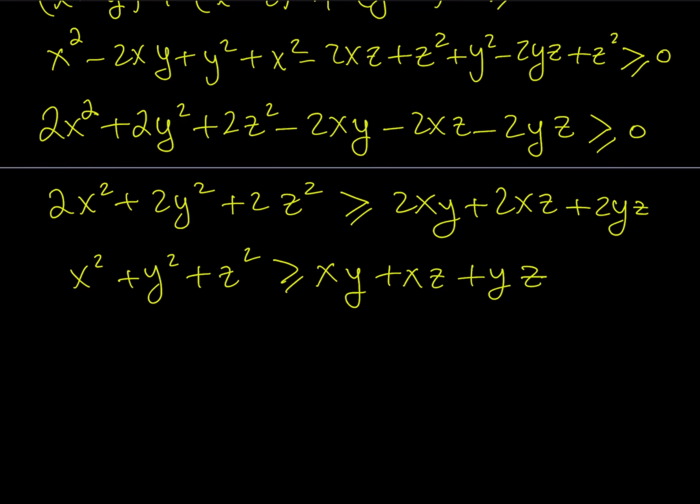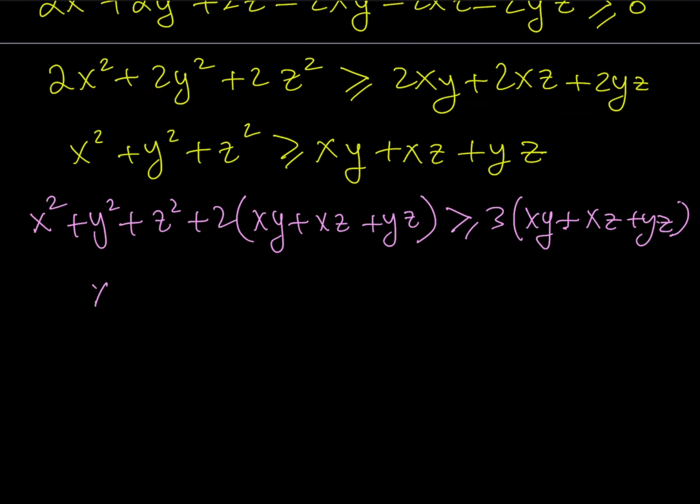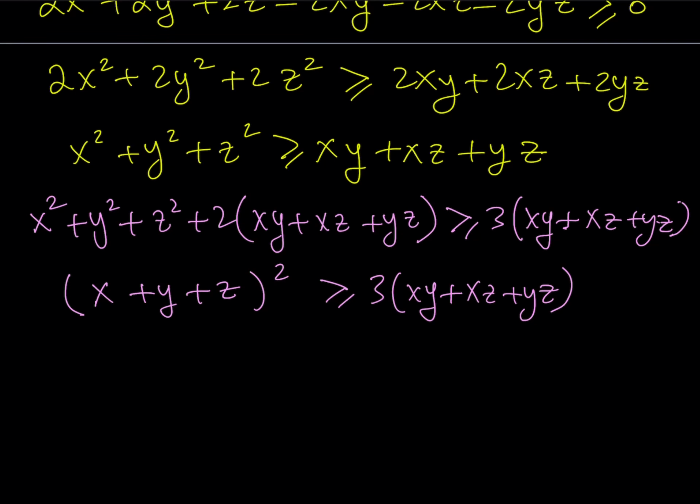Now look at the left-hand side. I do have the sum of squares. Now the goal is to make it a perfect square. So what should I be adding to both sides to make it a perfect square? The answer is what you have on the right-hand side, multiplied by 2. So here's what I'm doing. I'm adding 2 times the quantity xy plus xz plus yz to both sides, and then that gives me 3 times that quantity because I already had that on the right-hand side, right? Okay, now the left-hand side becomes (x plus y plus z) quantity squared. This is actually the inequality that I was trying to get. Alrighty, cool. So this is going to be my number 1.